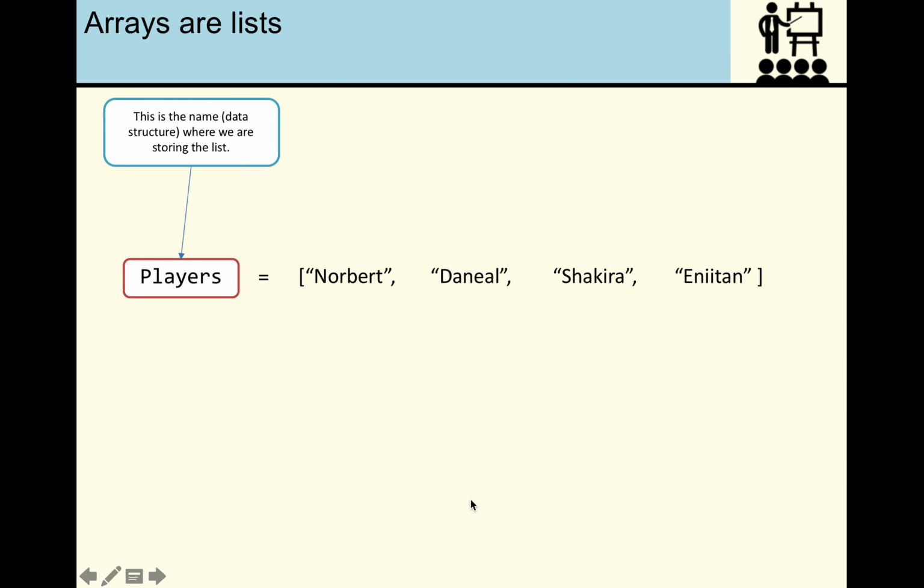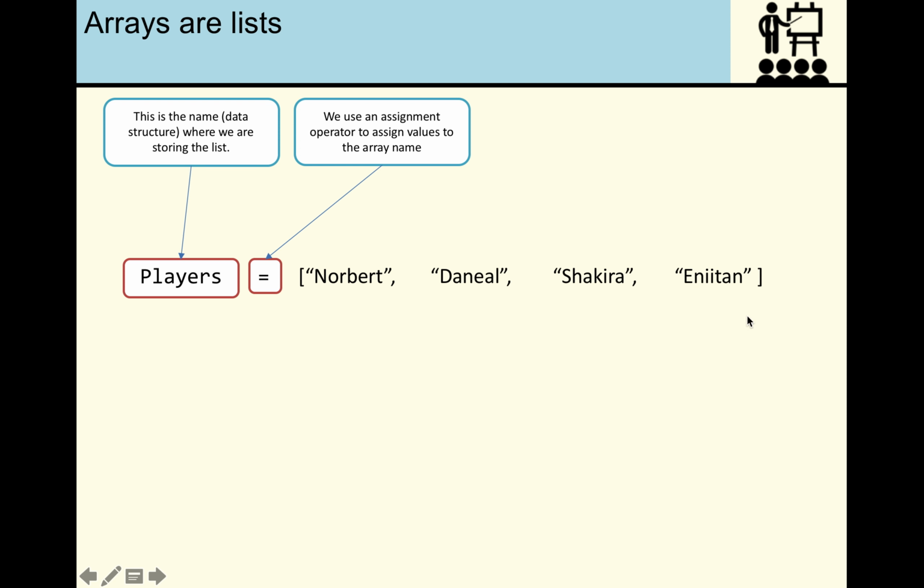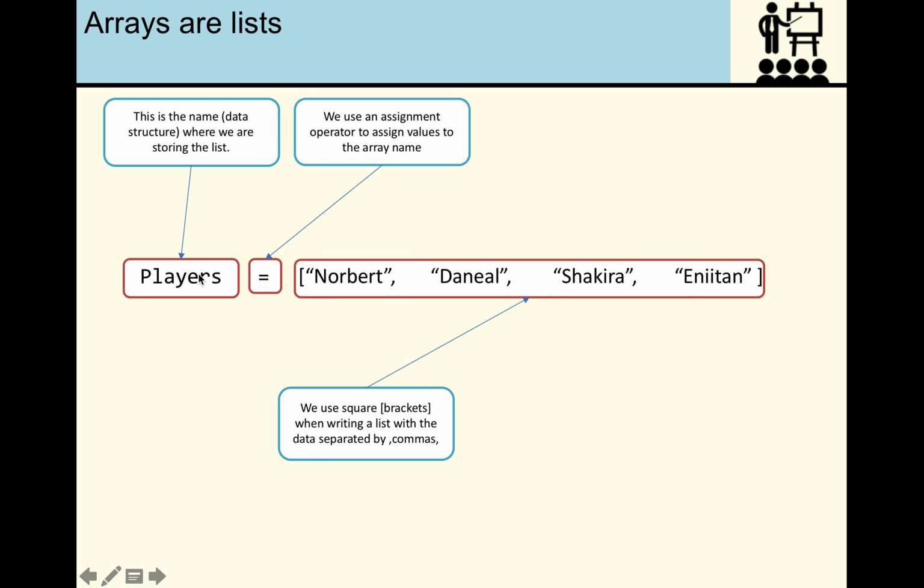If we break that down, this is the name where we are storing the list or the data structure. We have an assignment operator where we assign these values to the name. Then we're using square brackets. Always notice that we use square brackets when we're writing our lists, and we separate each item with a comma. Finally, these items are all of the same data type. They're all strings, so they must be of the same data type.